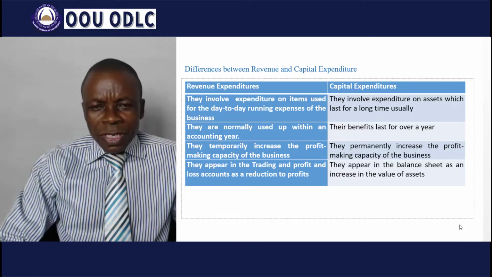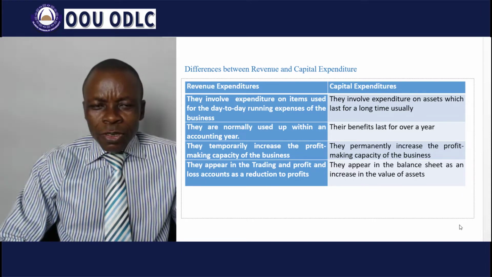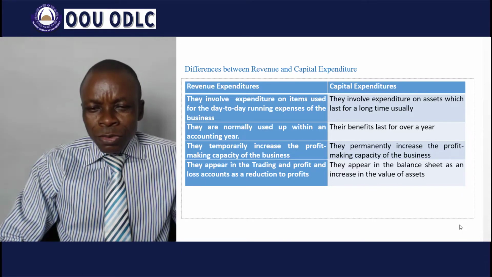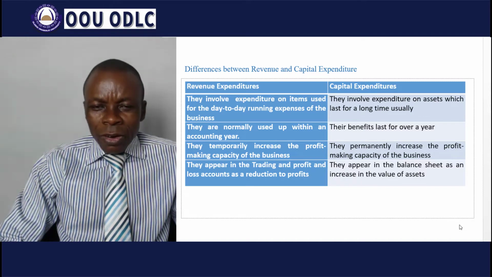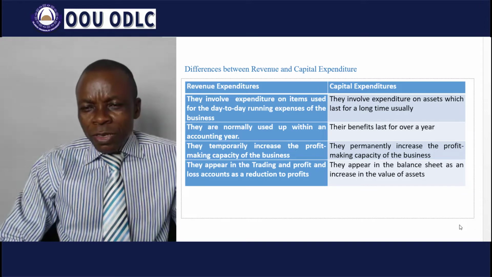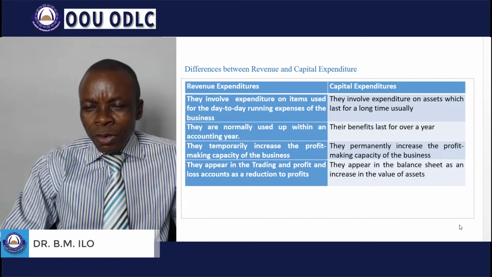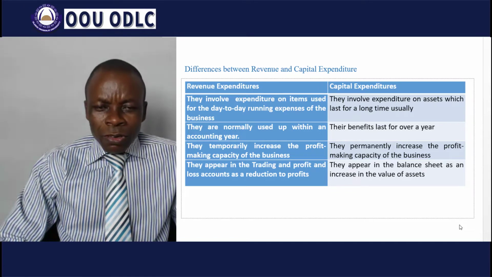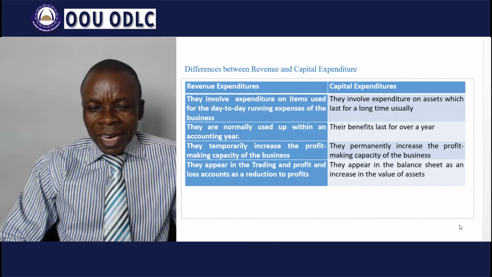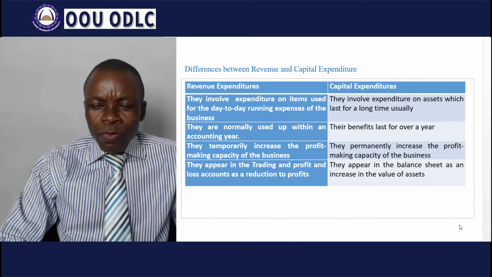What are the basic differences between the two now? Revenue expenditure involves expenditure on items that are consumed on a day-to-day basis for the running of the business. Capital expenditure, on the other hand, is spent on assets that will last for a very long time. Revenue expenditure is used up within an accounting year. However, capital expenditure benefits accrue over a reasonable length of years.